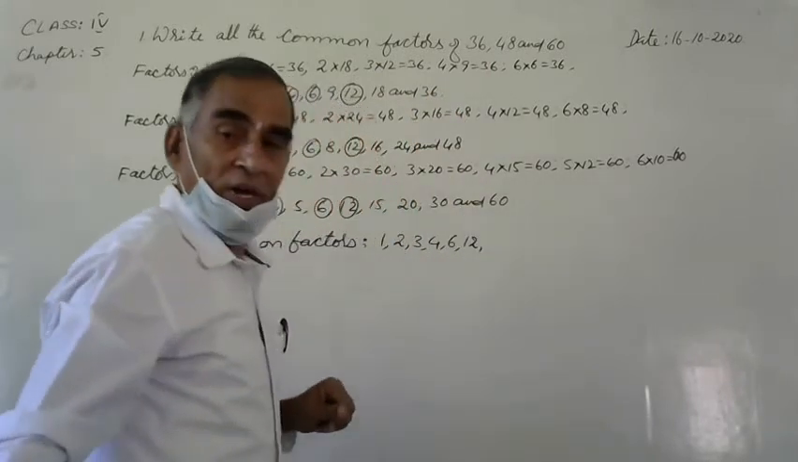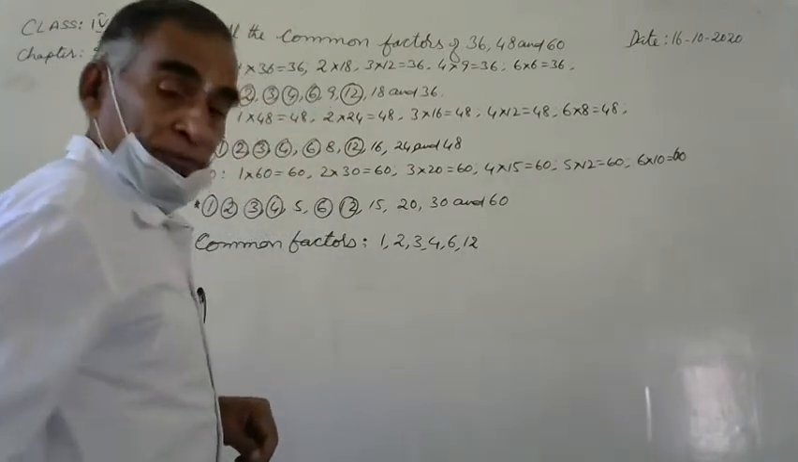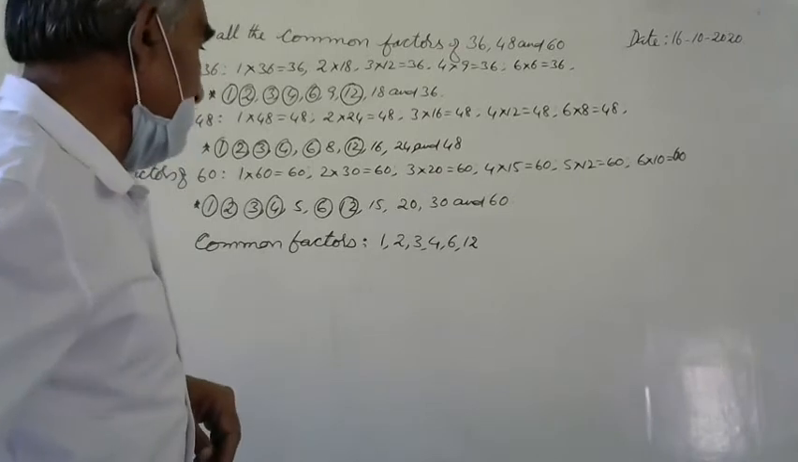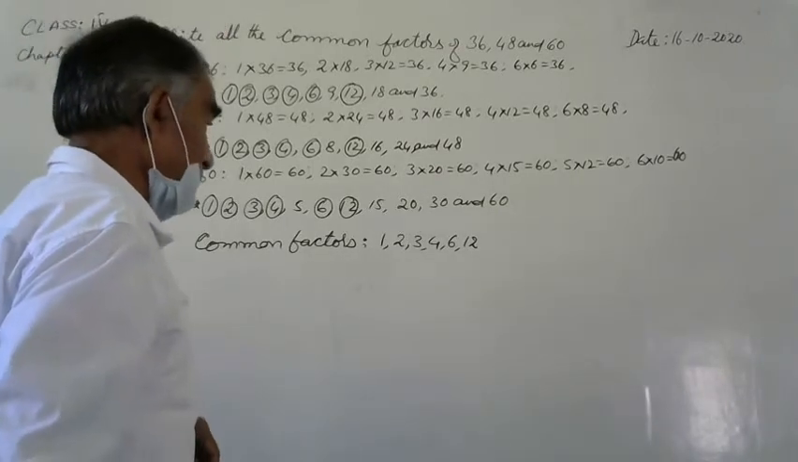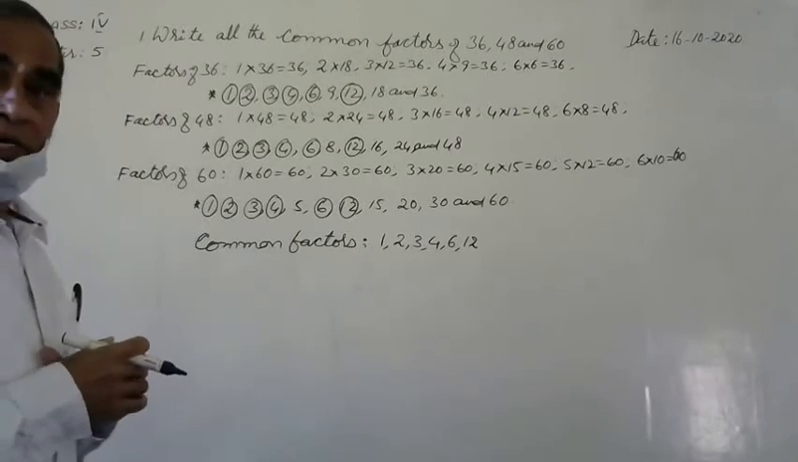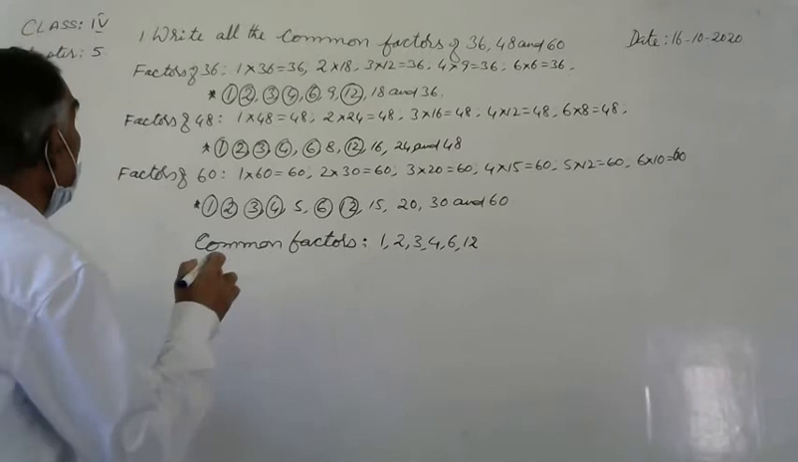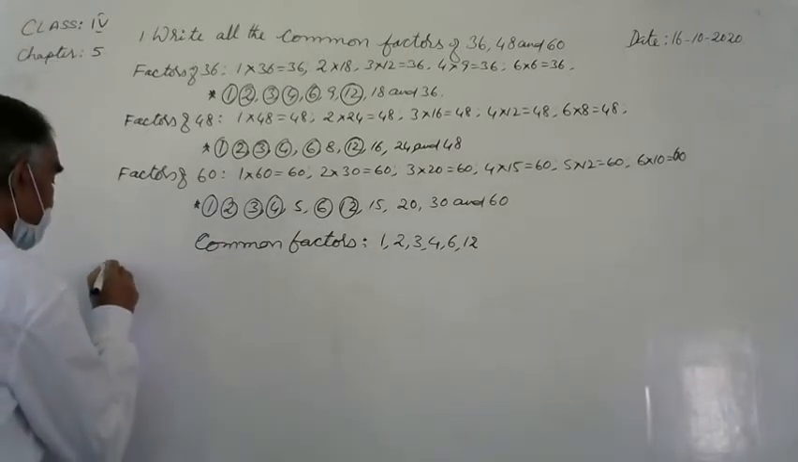It means these are the factors: 1, 2, 3, 4, 6, 12. These are the common factors of the numbers. Okay. In this way, you can do that. Then you see, write the factor tree.